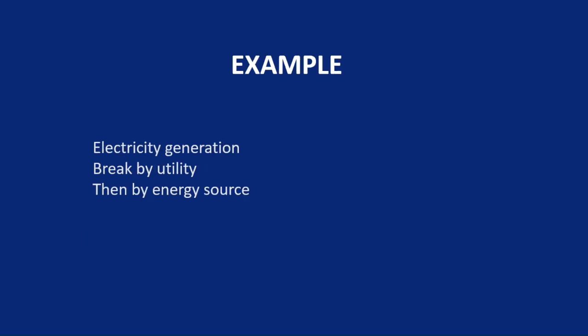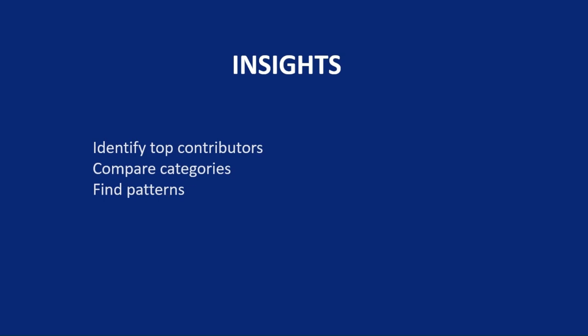Let's take a real example. Suppose you're analyzing electricity generation. First you look at total generation, then break it down by utility, then further by the energy source. Step by step you understand what is contributing to the total. This helps you discover insights like which category contributes the most, which segment is underperforming, and patterns you might miss in normal charts. This is true root cause analysis.